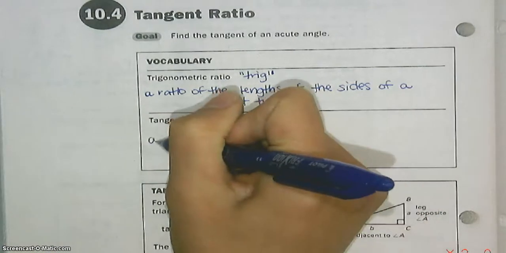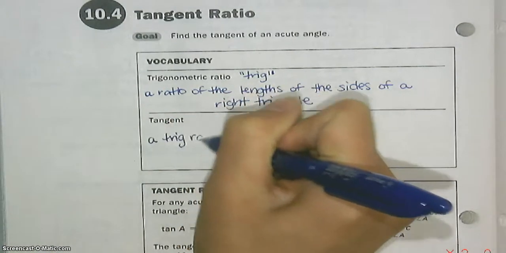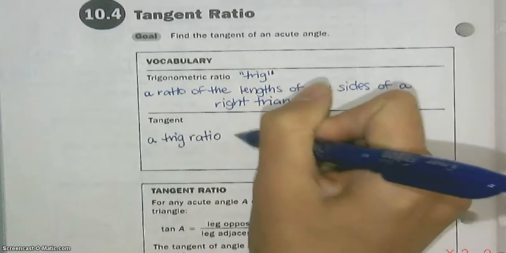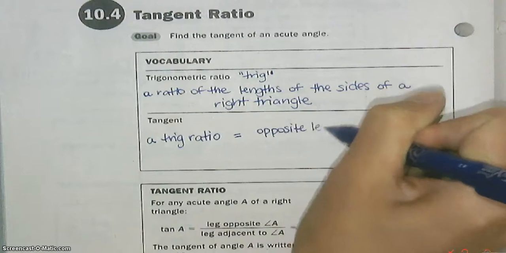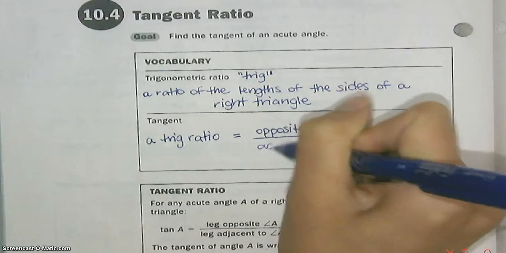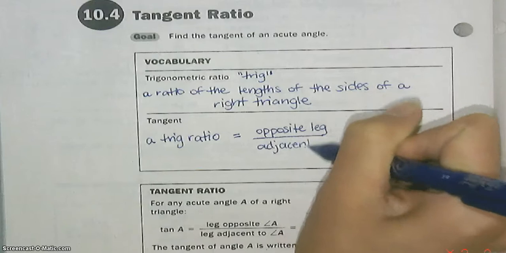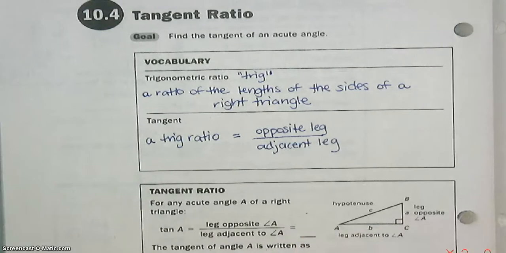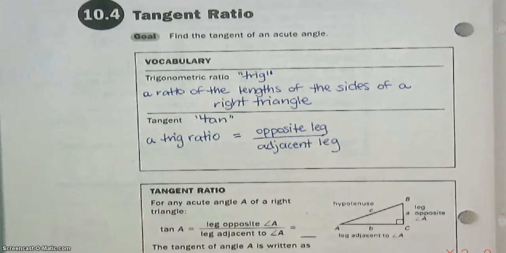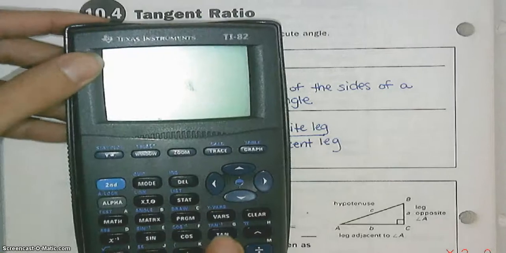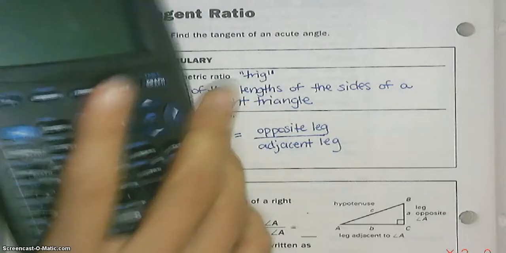This is a trig ratio that equals the opposite leg over the adjacent leg. And we abbreviate tangent as tan. We don't really ever say tan, but it's the tangent. That's how it's abbreviated. And if you look on your calculator, it has a button right here that says tan. So we're going to be using that in a little bit.